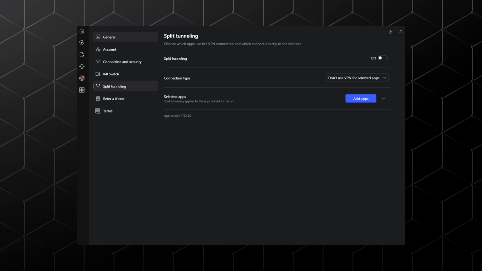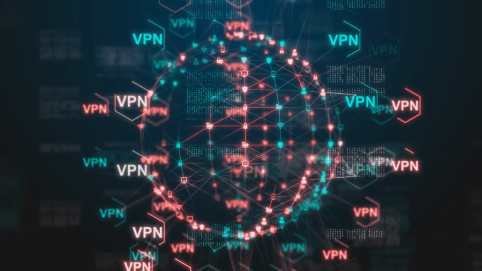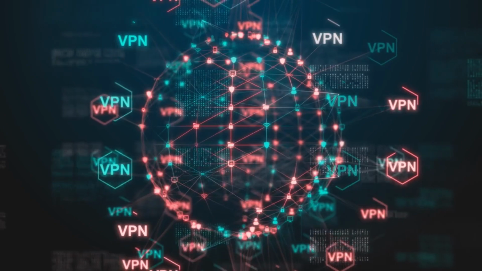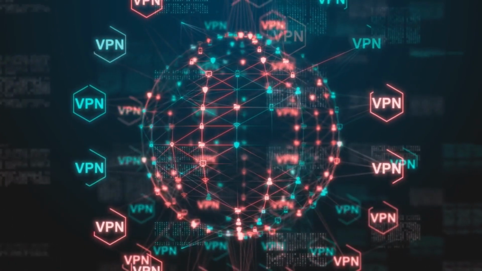If you need a stable and private IP for banking, work platforms, or services that don't allow shared VPN IPs, you can also choose NordVPN's dedicated IP add-on. NordVPN also gives you multiple protocol options. NordLynx is the fastest and most optimized protocol for speed and low latency, but you can switch to OpenVPN or IKEv2 in the settings if needed.